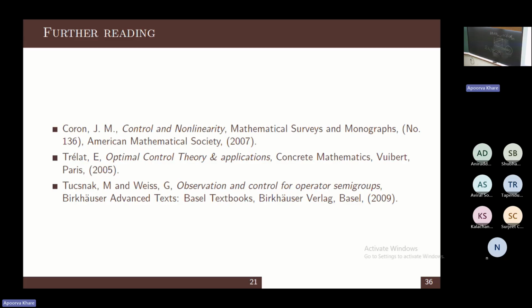These are just some references if you want to know about control theory. This is not just for waves; these are general control theory references. The second one is available on the author's website for free. And I think the first and third are also available online.